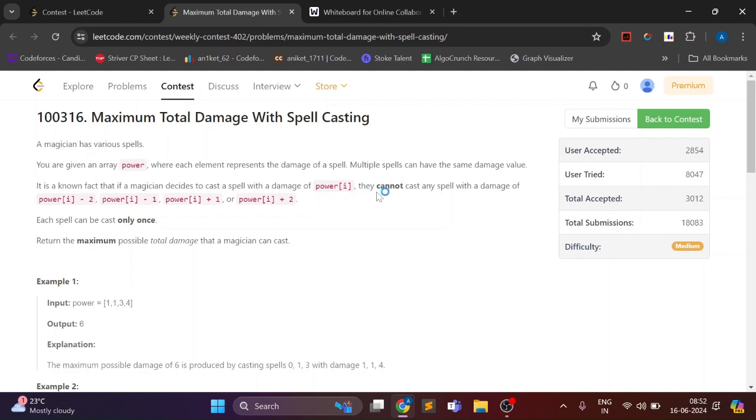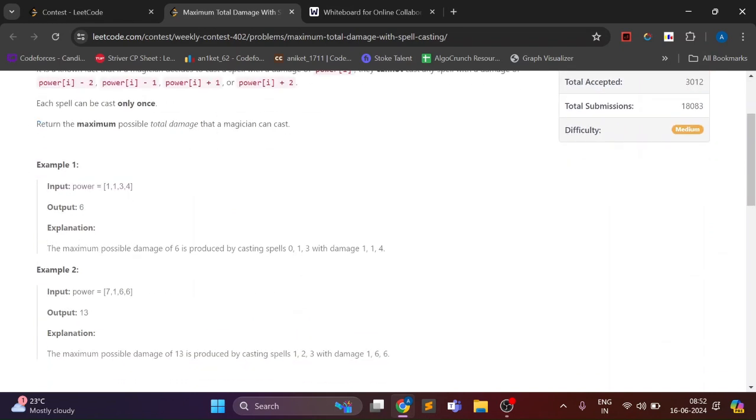So that is an important instruction which you should remember, because I made mistakes. I didn't consider the multiple values of power[i], and I got some penalties. Now each spell at an index can only be used once, and we have to return the maximum possible total damage the magician can cast.